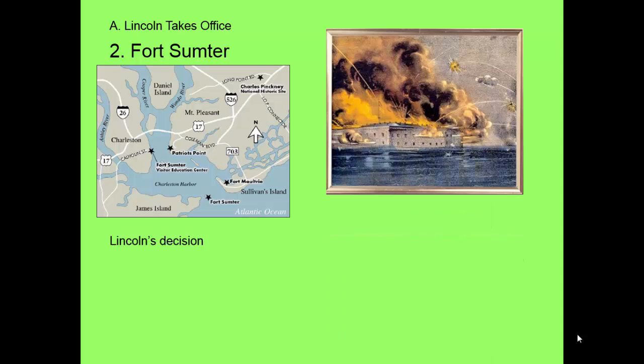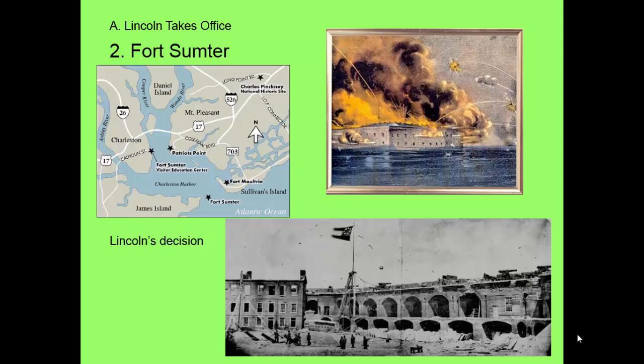Well, that is not good enough for South Carolina. They want Lincoln and the North out of the fort, and so in April of 1861, they bombard the fort. And this begins the Civil War, because for the first time, southern states are firing and attacking on a northern military location. So the battle happens all day long. Eventually, at the end of the day, Fort Sumter, the northern fort, does surrender.